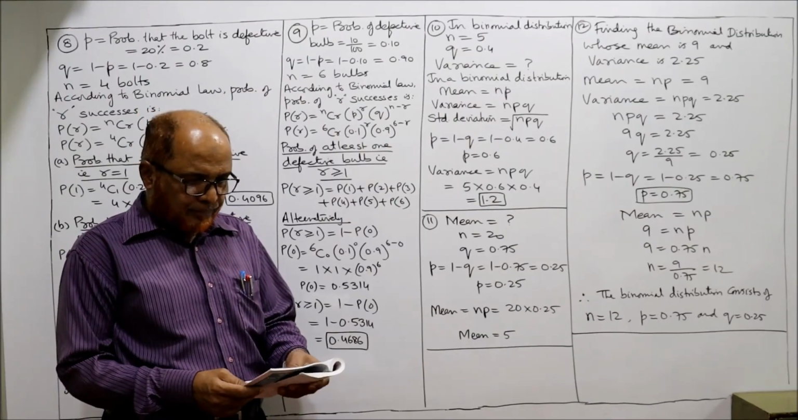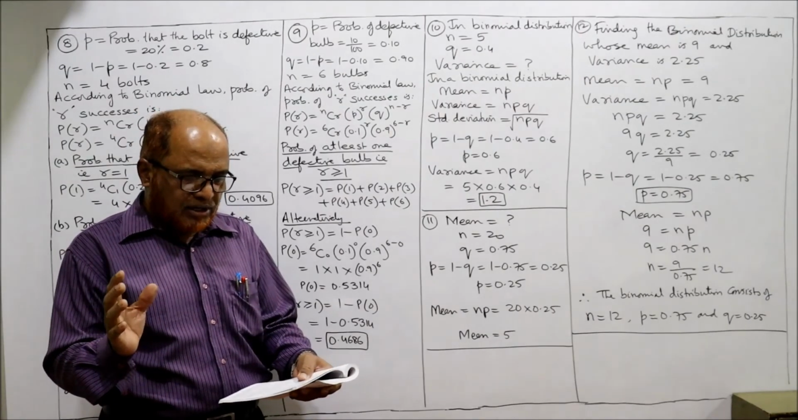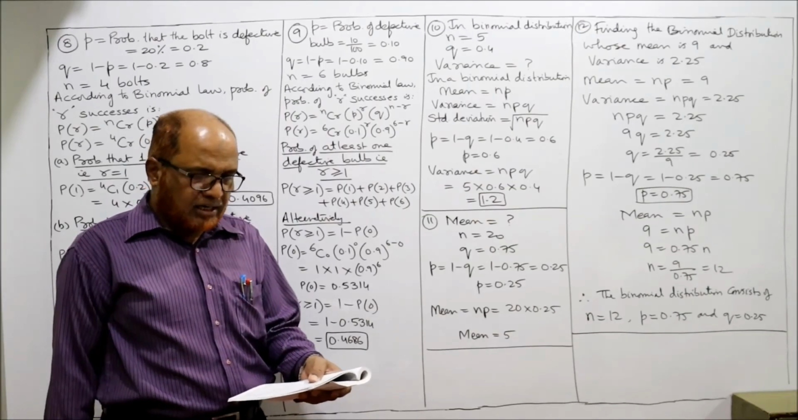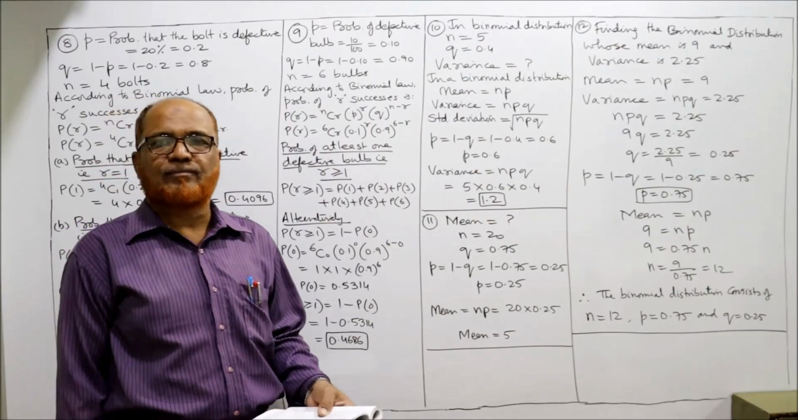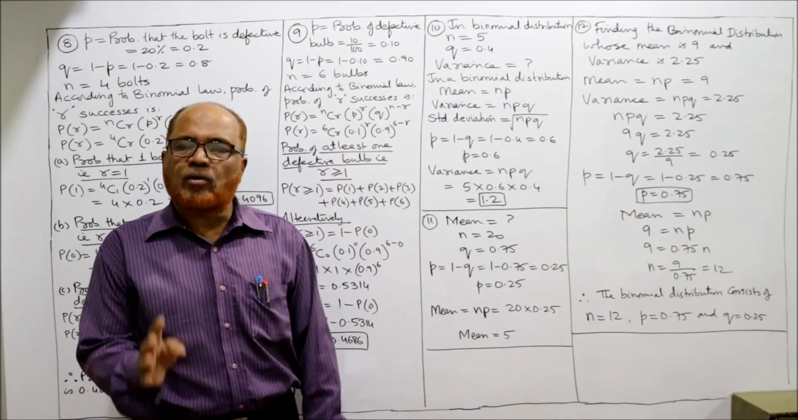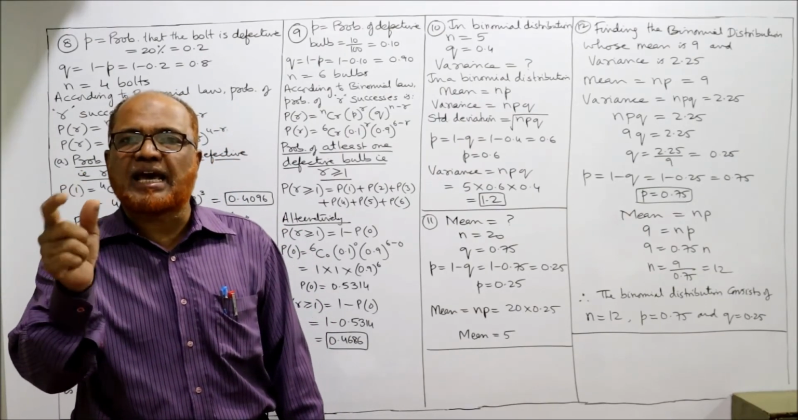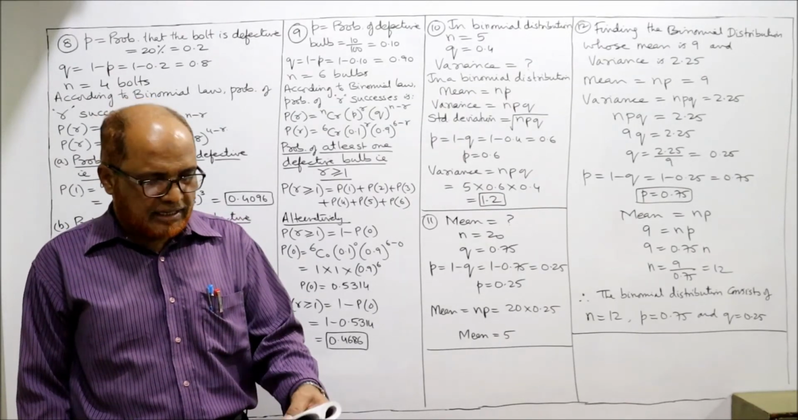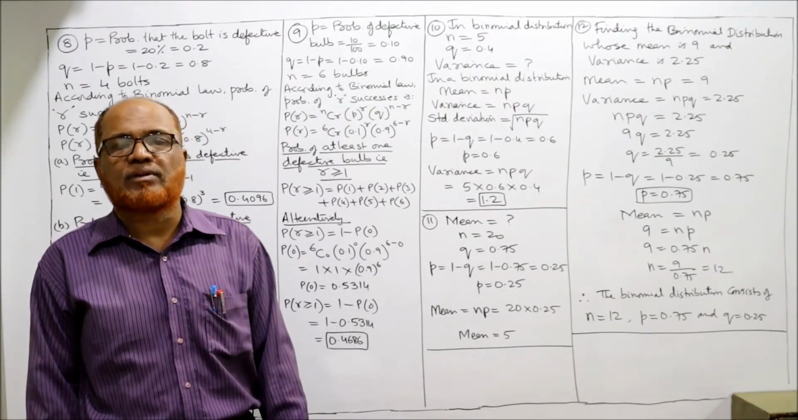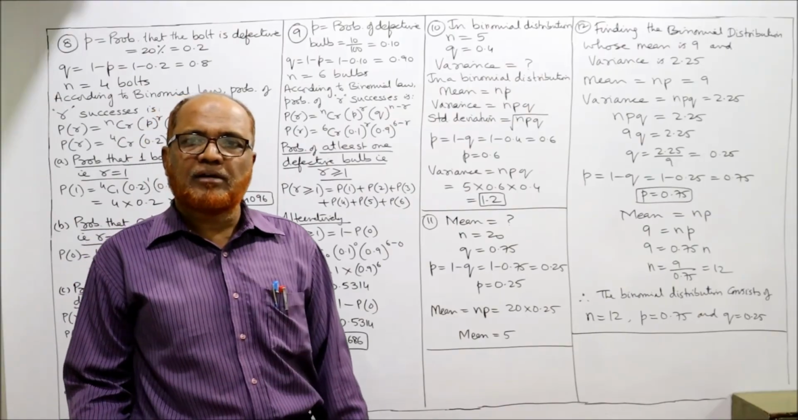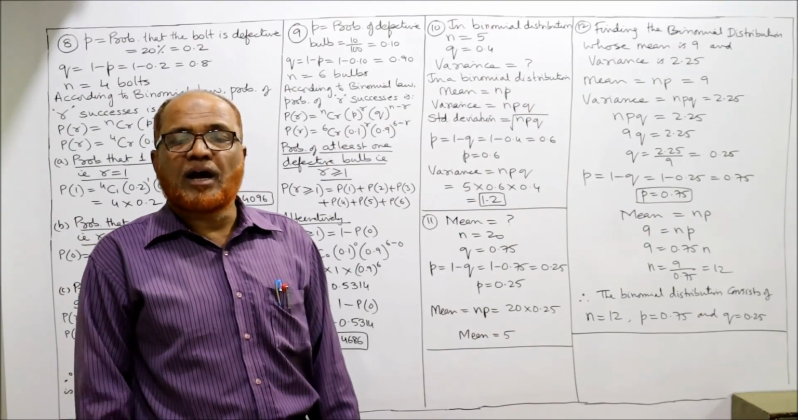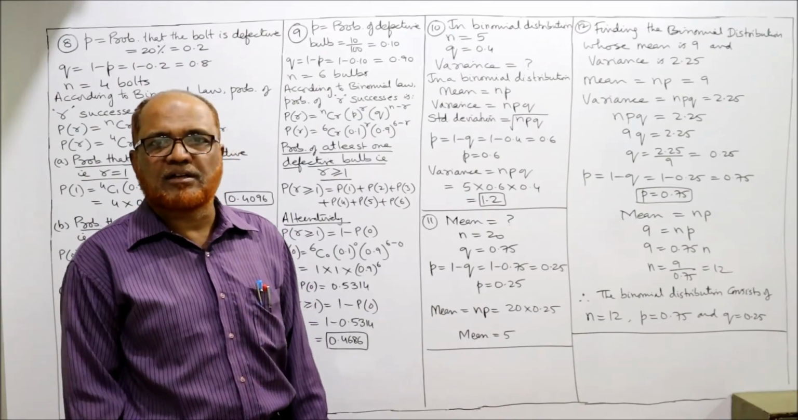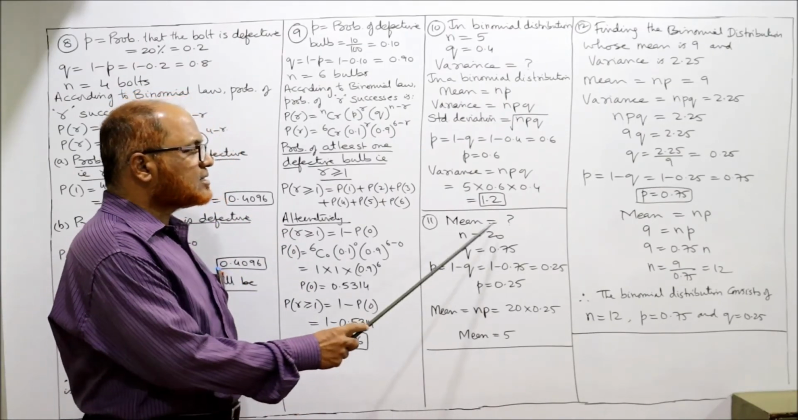Now problem number 11. Find the mean of a binomial distribution given by n is equal to 20 and q is 0.75. We have to find the mean. According to binomial distribution, mean is np. n into p. n is not given. Oh, sorry, n is given. p is not given. So we can calculate p because q is given. If q is given we can find p, and if p is given we can find q, right?